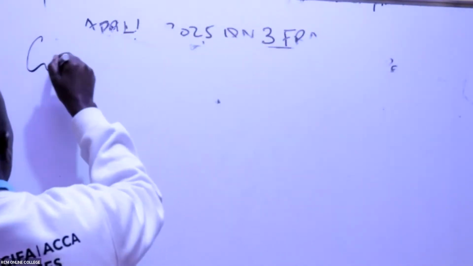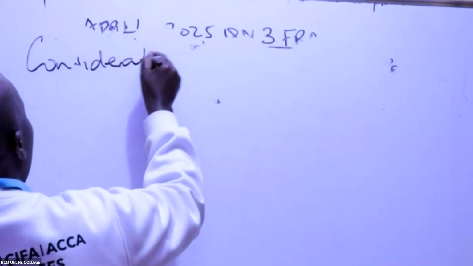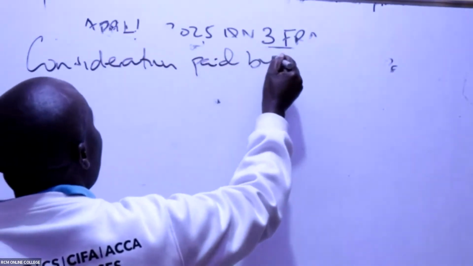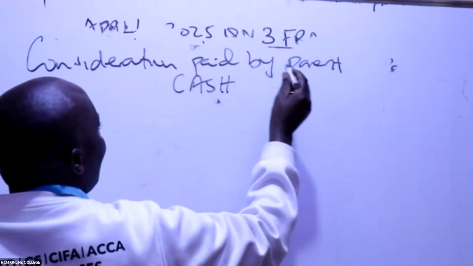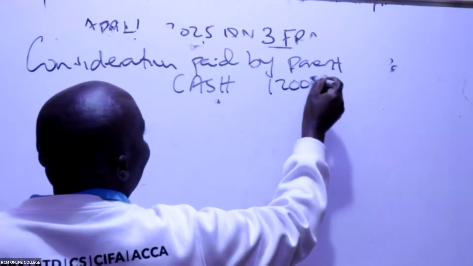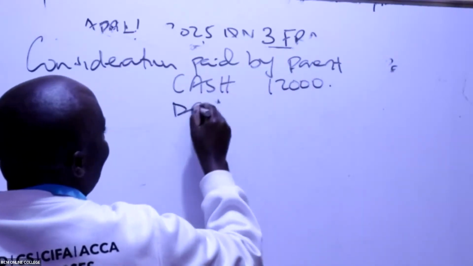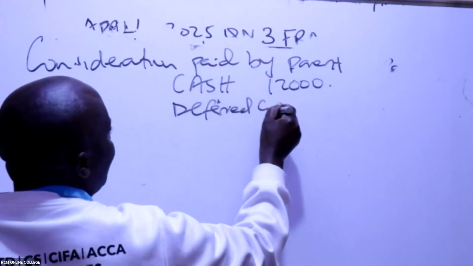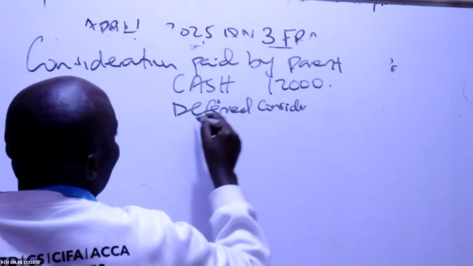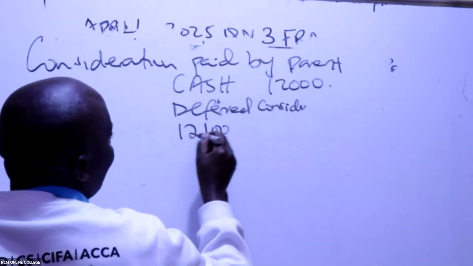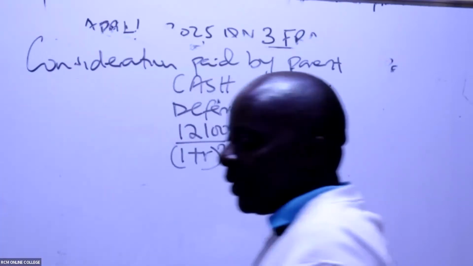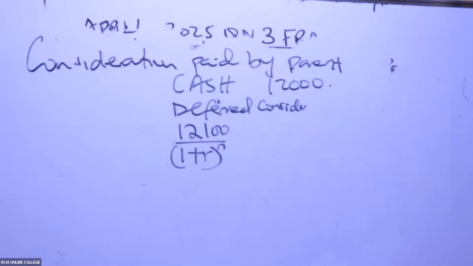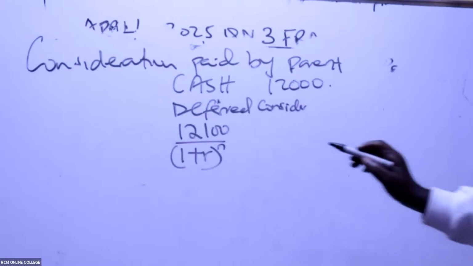Consideration paid by parent. So we have the cash. Cash they have said is 12,000. And then we have deferred consideration. Deferred consideration they have said is 12,100, but I shall discount this using this formula. 12,100, I'm cutting the 3 zeros. And remember, this R is the cost of capital.